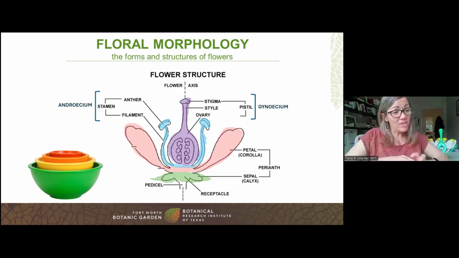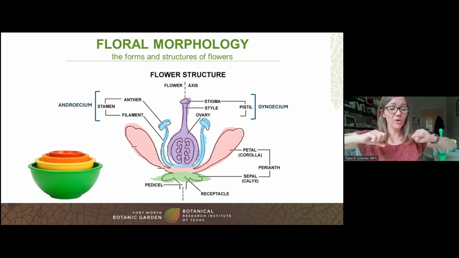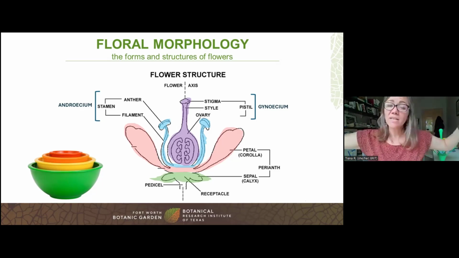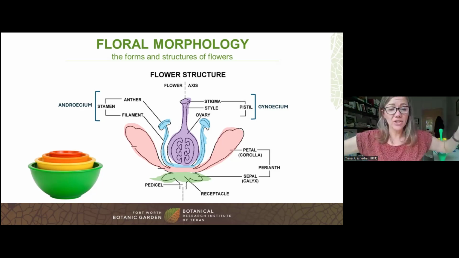So those flowers, the male and female flowers, were on the same plant, but you can also have another situation where the male and female flowers are on different plants. The term for that is dioecious, so separate male and female plants of the same species. Can anyone think of an example of that?